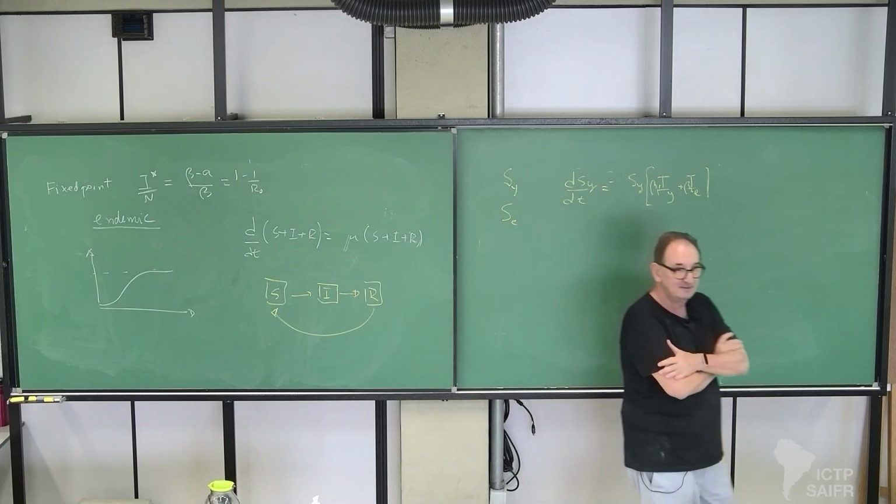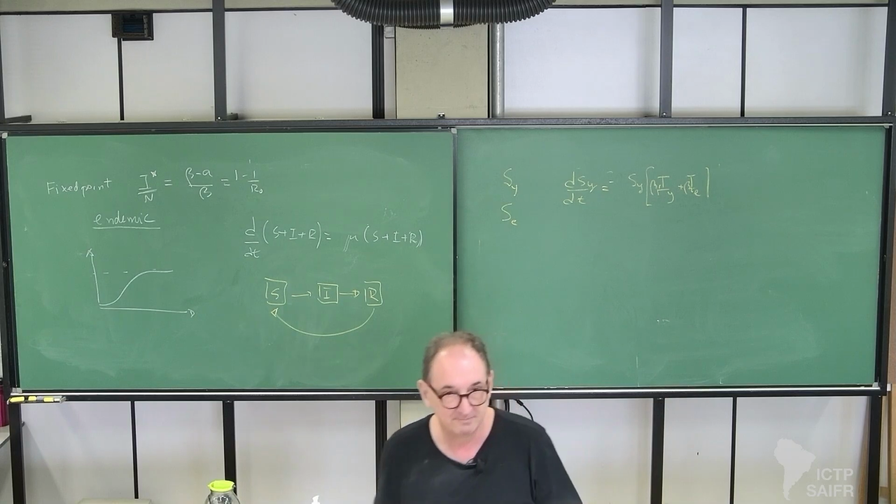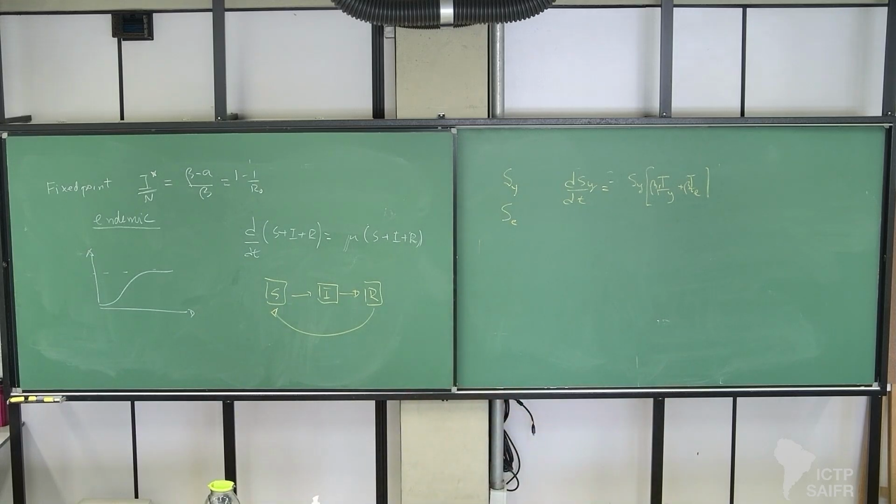More questions? Yeah. So I was wondering about a two-species system. Right, a two-species system involving infection, but the infection only occurs from one species to another. How would we calculate the R0?